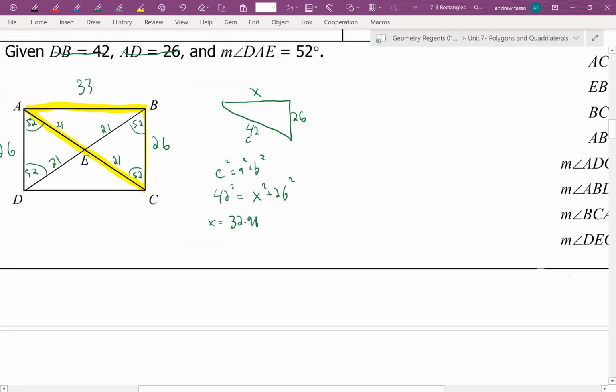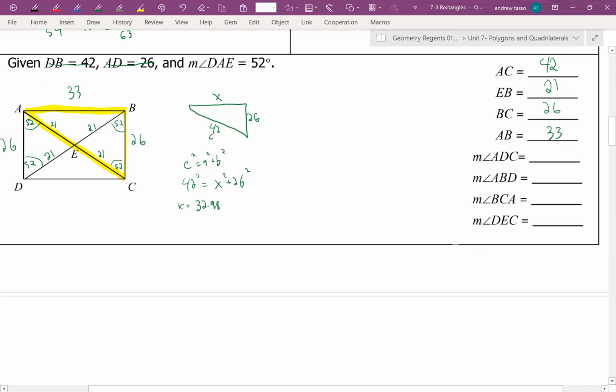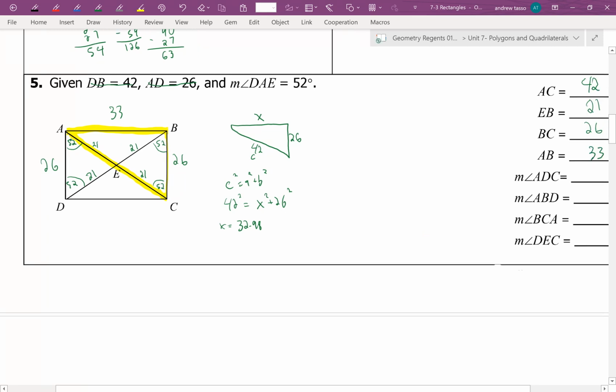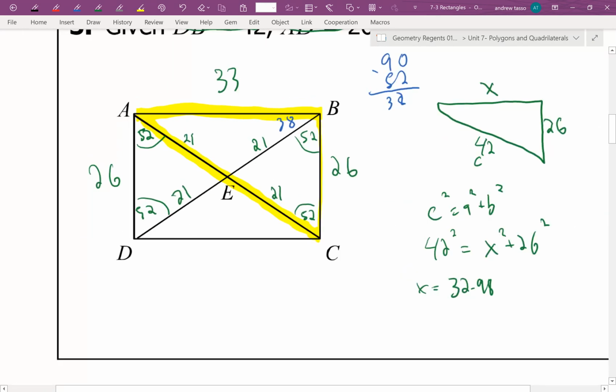And next thing they want is some angles. So angle ADC, angle A to D to C would have to be 90 degrees. ABD, so that would have to be 90 subtract 52, so that's equal to 38. Okay. BCA, so B to C to A, that's 52. And DEC. So DEC is this top angle here.